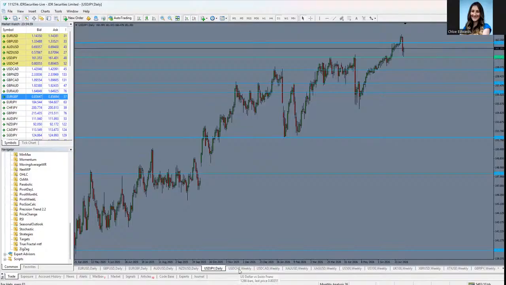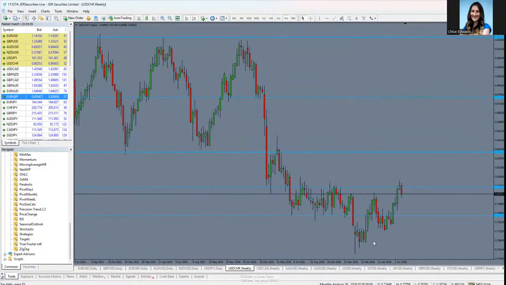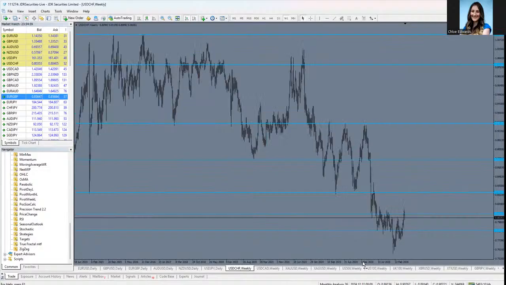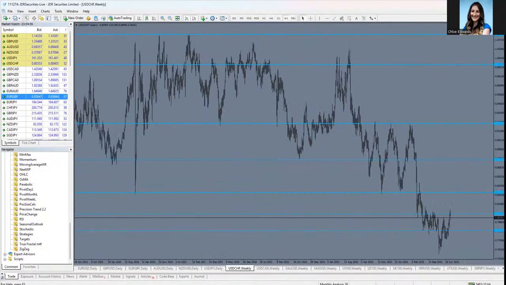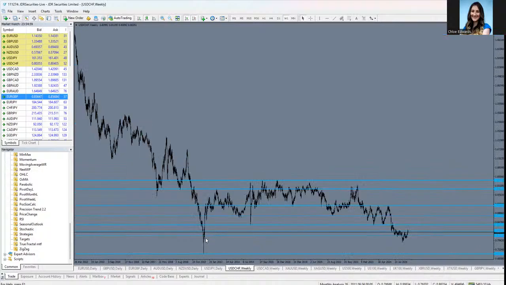We'll cover a few more yen pairs a bit later on. First of all, dollar Swiss. So dollar Swiss on the weekly time frame. This is at a kind of key area for me because we have seen dollar Swiss come down.